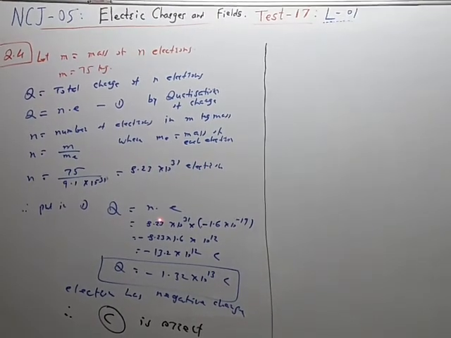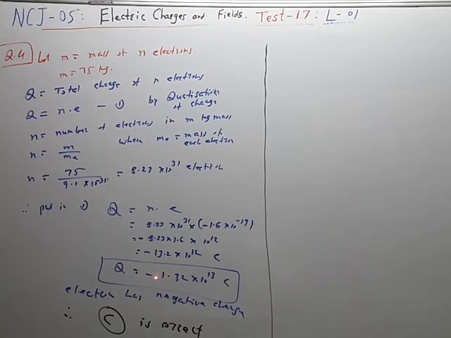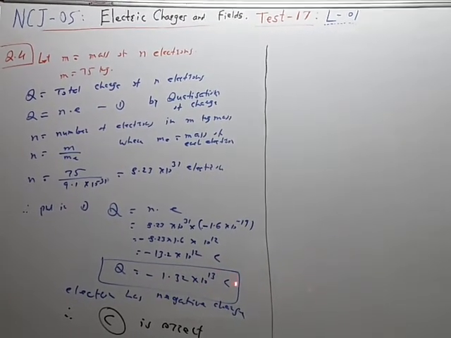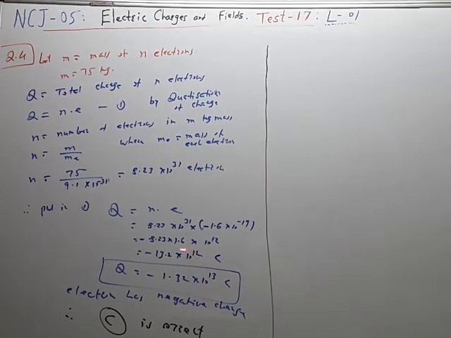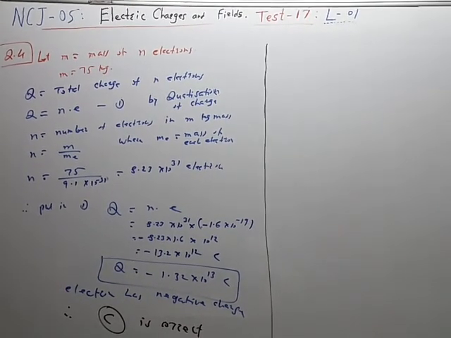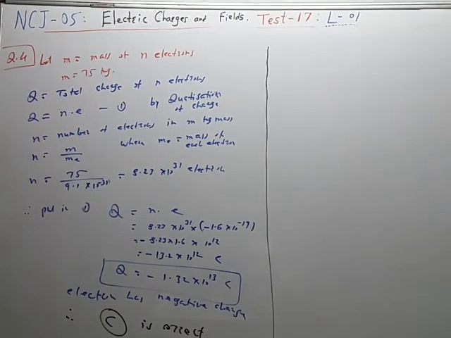So we have substituted this value directly, and therefore the total charge of the electrons is negative 1.32 into 10 to the 13 coulomb. So the total charge is equal to this much.